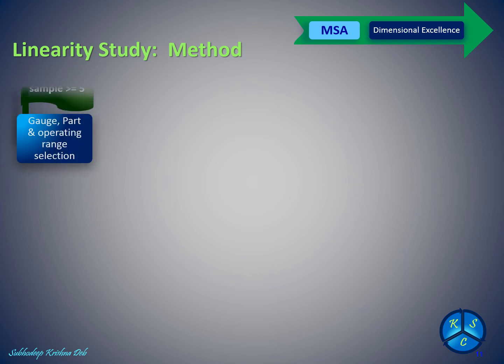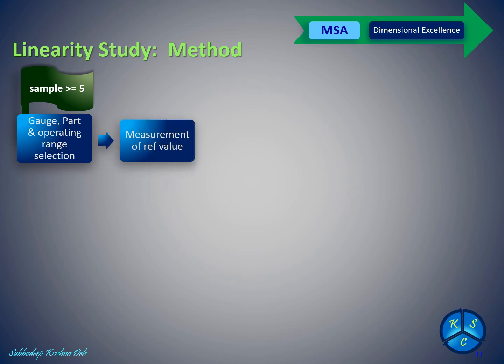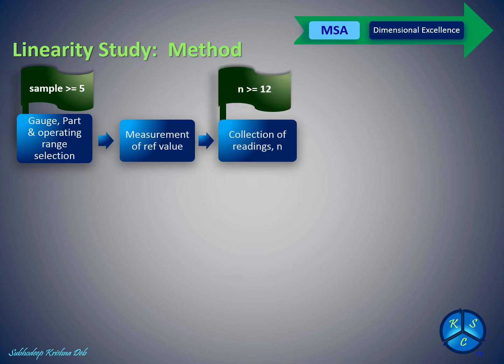So while doing the measurement, what we have to do before is select the gauge for which we have to conduct the study. We have to collect some parts, the samples on which we will do the measurement. Minimum 5 parts are required for this study. And we have to set the operating range, wherein we fix on which operating range we have to do the measurement. After that, as we have done in the previous studies also, we have to take the measurement of the reference value, and then we will start taking the readings. Now for each set of readings, we need to take 12 readings minimum.